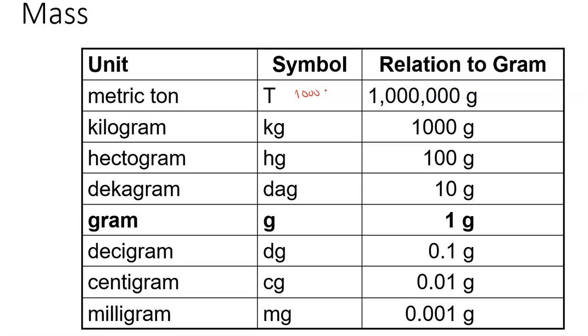Now notice that this is a metric ton. A metric ton is 1,000 kilograms. That's how we're going to measure that. The American ton is 2,000 pounds, but in a metric ton, you've got 1,000 kilograms.